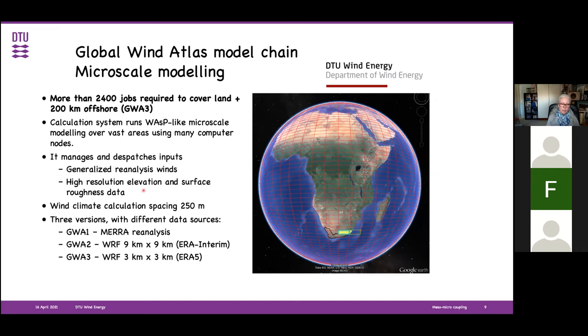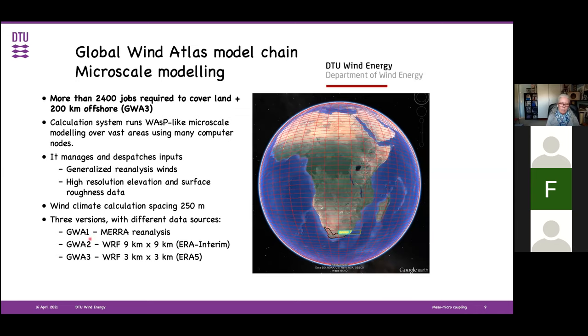In this case, the resolution is 250 meters globally. And by the way, there is a new version of the Global Wind Atlas, 3.1, that was released a couple of days ago, where you can derive a lot more parameters than you could before. But there have been three versions of it.